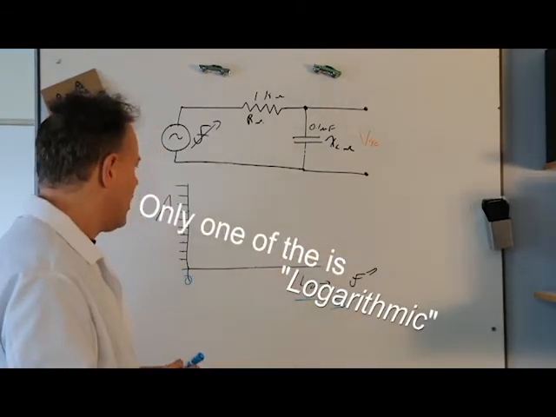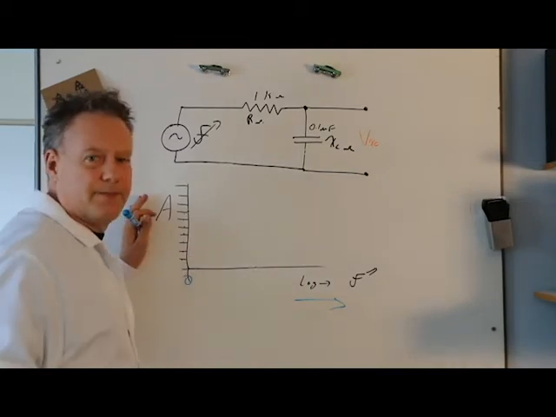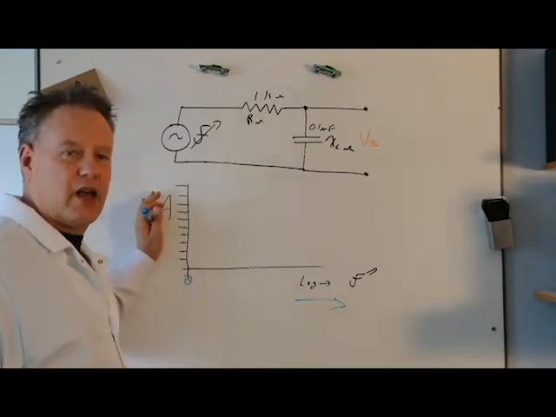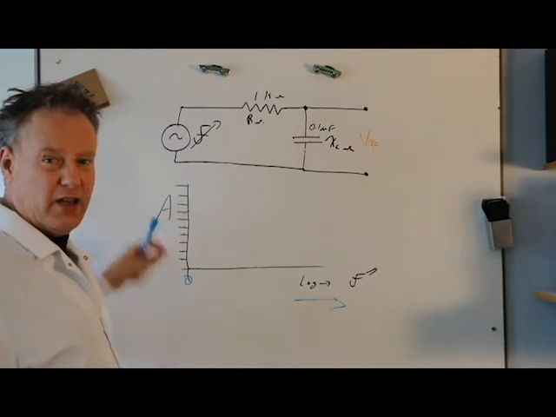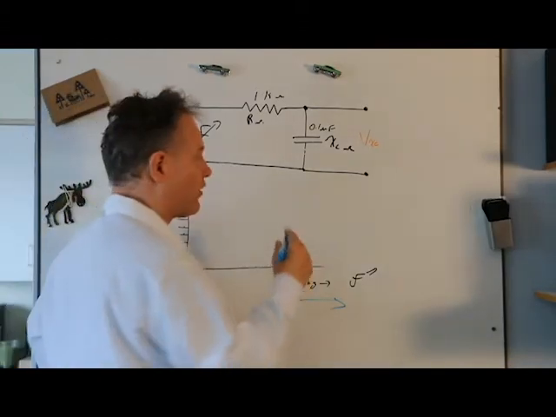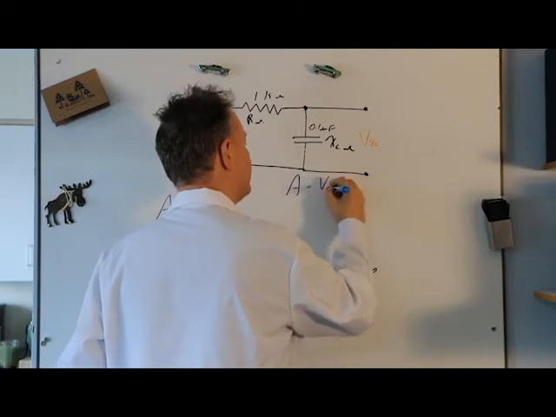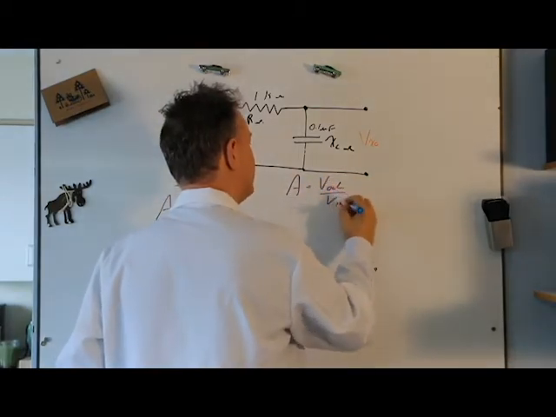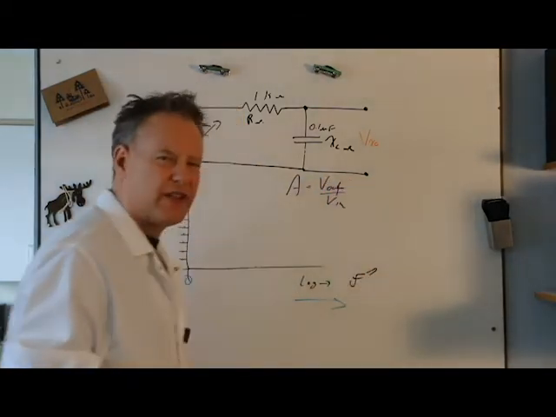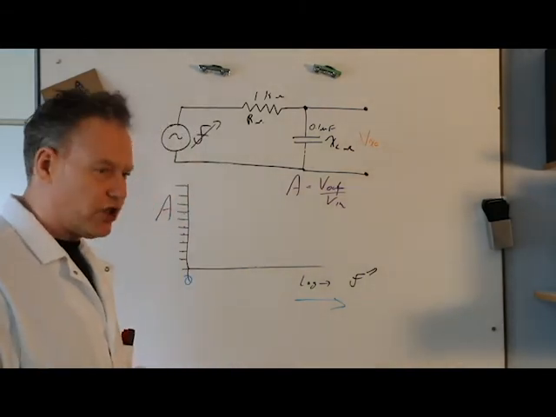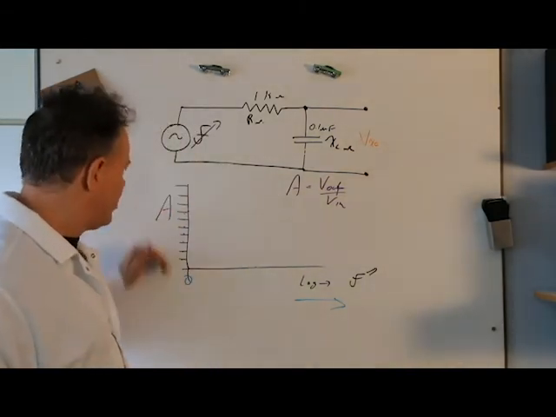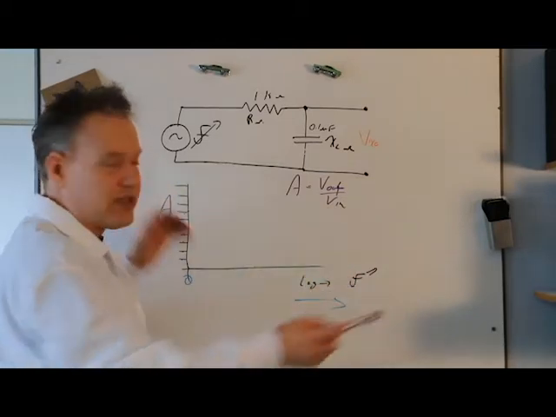So let's take a look at it. What are we going to study over here? This is going to be the gain, A. Just quickly, we will go over gain in a minute, but gain is V out over V in. That makes sense? Okay, so as the gain changes, we can see this response.